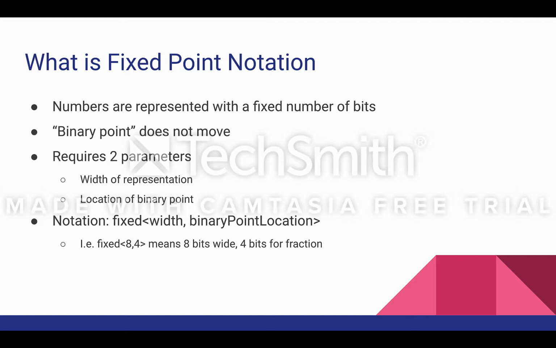With fixed point notation, we need two parameters. We need to know the width of the representation, so how many bits we have overall, and then the location of the binary point. So how many fractional bits, numbers after the binary point, and how many exponent bits, numbers before the binary point. So the notation is going to look like this, with a number here and a number here. If it looks like this, it's fixed 8,4. It means it's in fixed notation, it's going to be 8 bits wide, and there's going to be 4 bits reserved for the fraction.